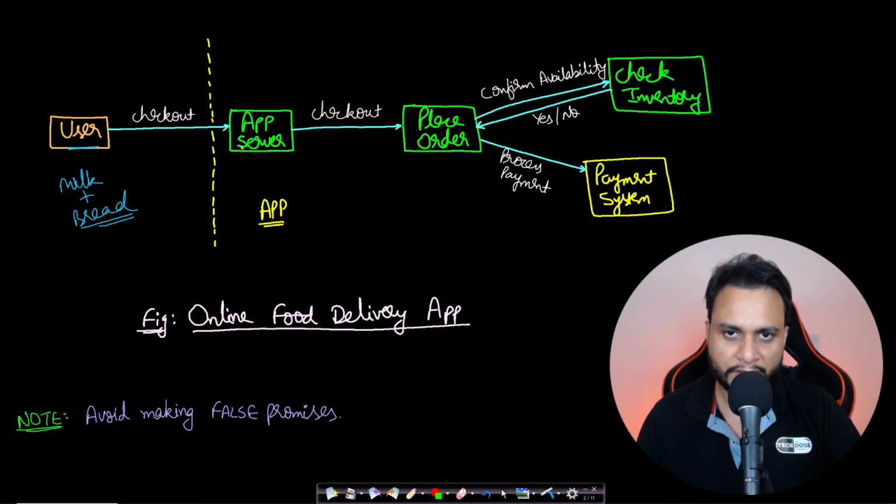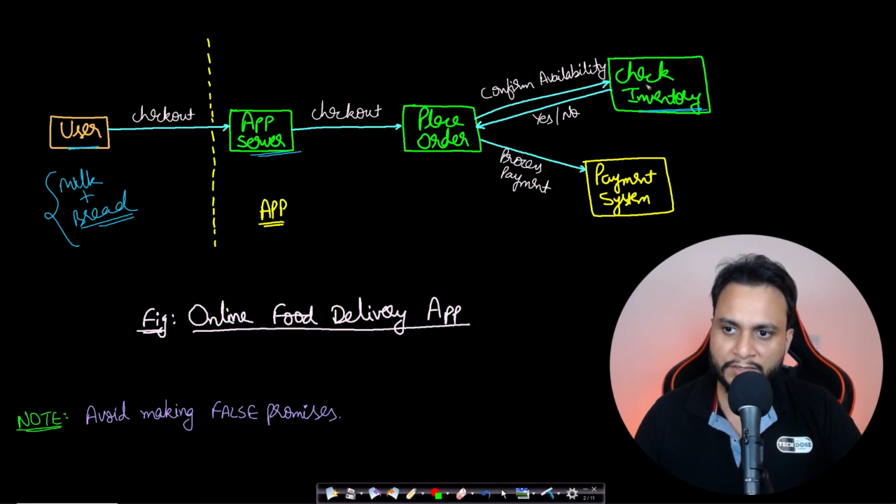final order by paying. So the user clicked on checkout, and so it went to the application server and it then routed to the place order service. The place order service will do a final confirmation by checking with the inventory, because maybe at the time of placing the order, some of these items may have been out of stock, right?